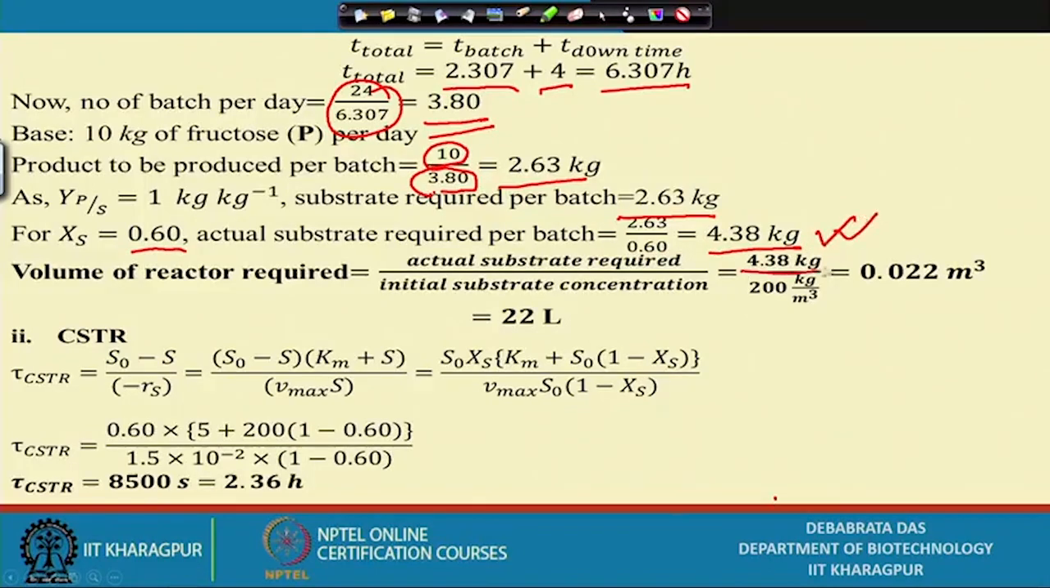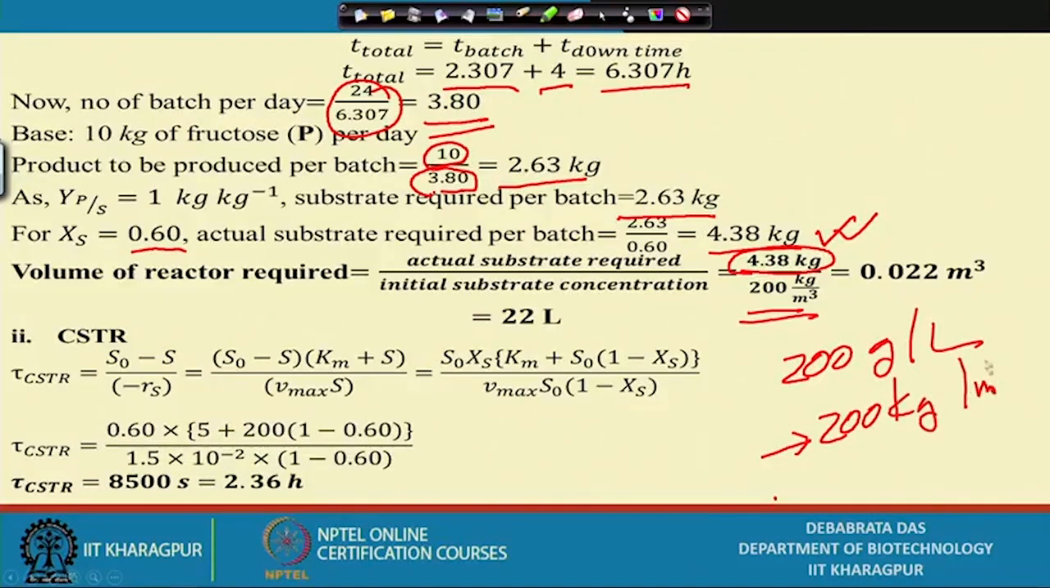Now if you know how much glucose is required for the batch process, and this is the initial concentration of substrate. The concentration of substrate was 20 gram per liter, and this can be expressed as 20 kg per cubic meter. So this is exactly what we have done, and this is coming at 0.022 cubic meter. So the volume in the batch process is 22 liters.